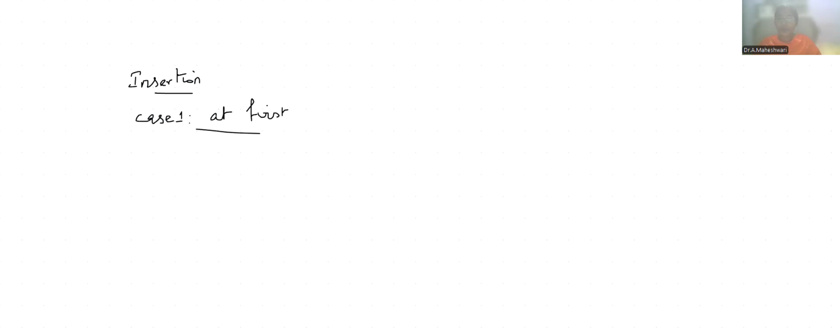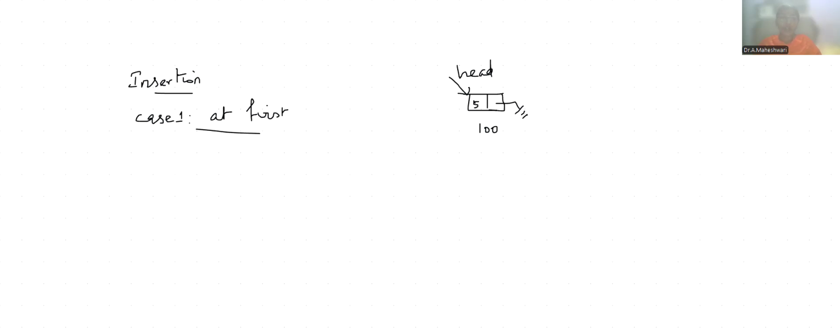Already in my list I have one node. The data is 5. Next value is null. The address of this node is 100. And the head is also pointed to this node. One more node I want to insert here. That should also be at the front position.